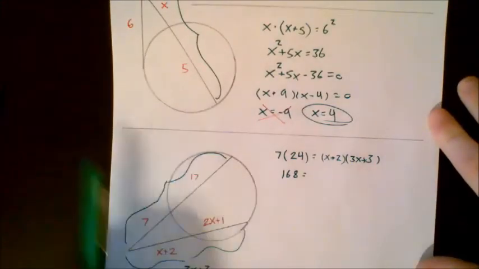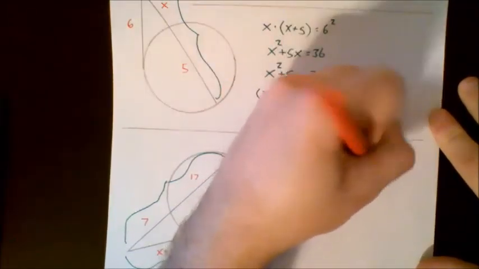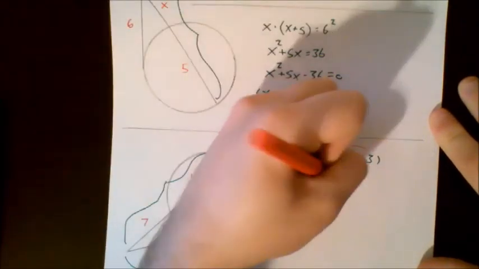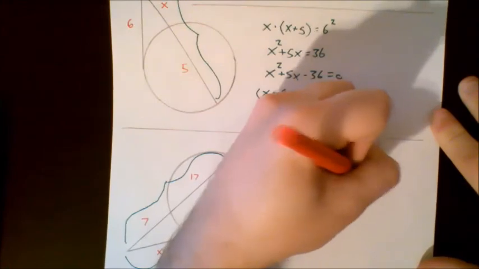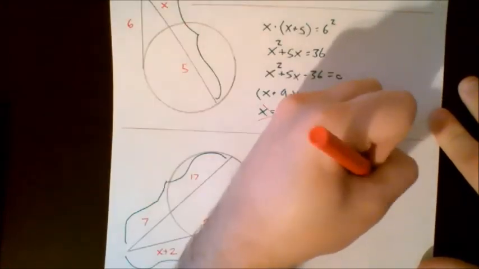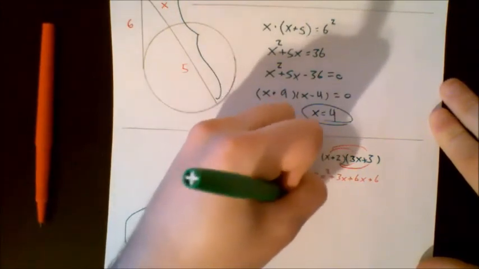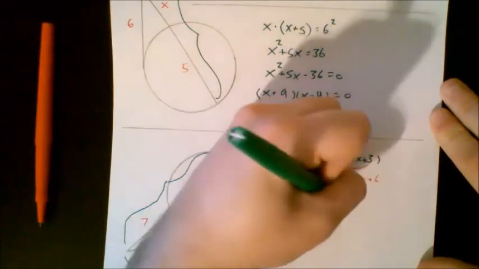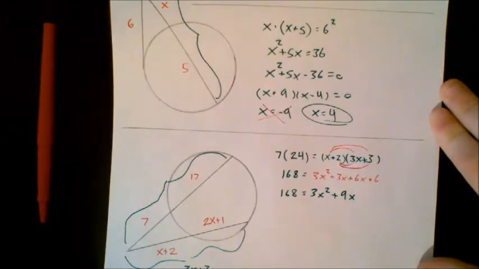Let's go ahead and FOIL this out. I want to do all that in one go, so let's go step by step. That gives us 3x squared plus 3x, plus 6x plus 6. All right, go ahead and combine your like terms. 3x squared plus 9x plus 6.